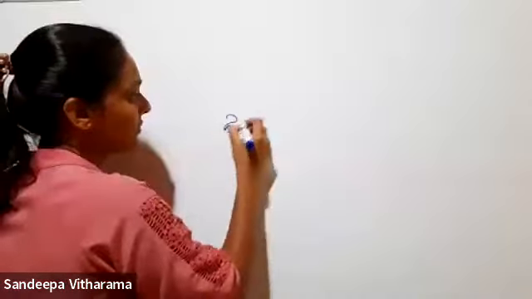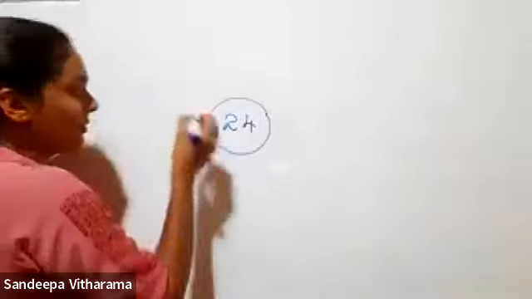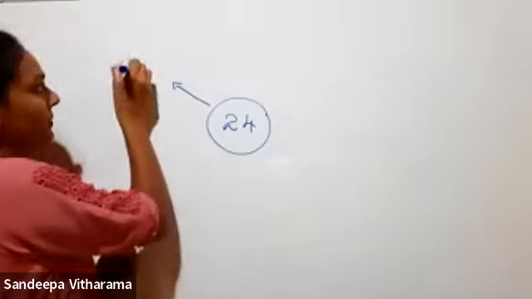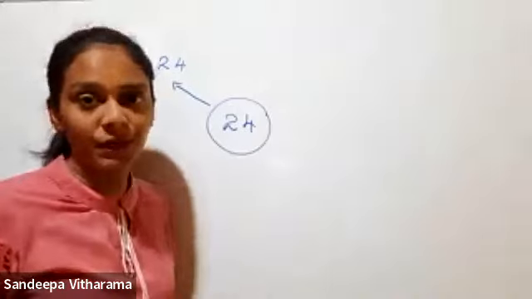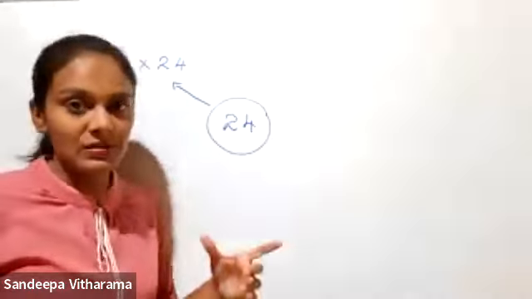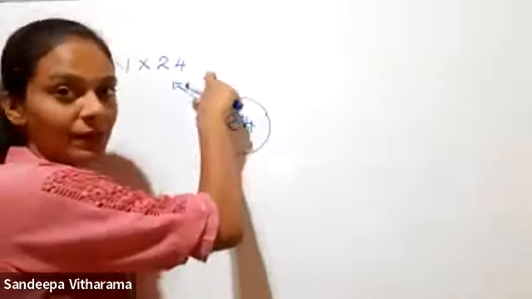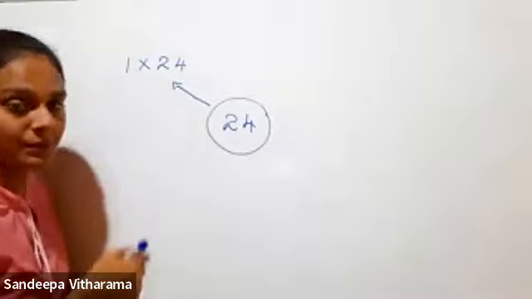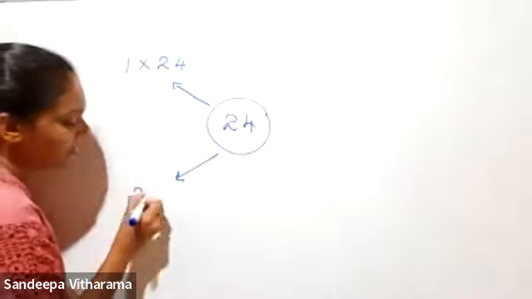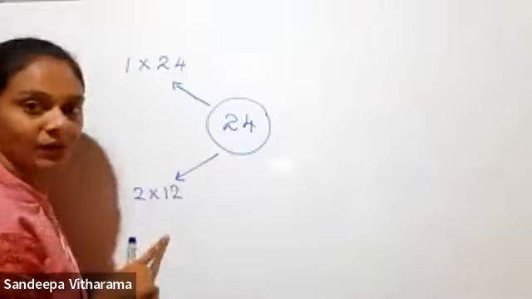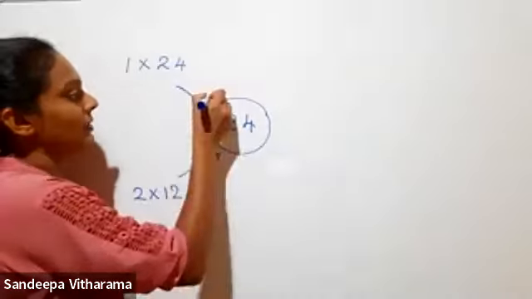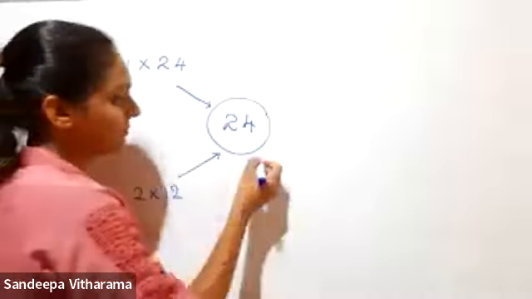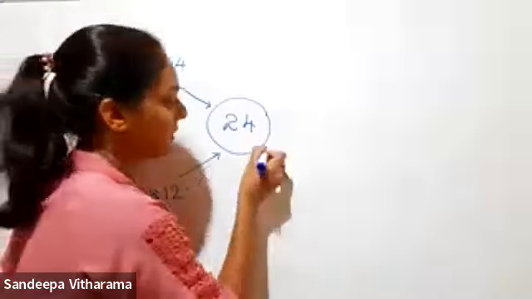Okay, then if you have to find the factors of 24, let's identify. We can write 24. 1 into 24: one times 24, we can obtain 24. That means 1 and 24 are factors of 24. And we can obtain 24 by 2 into 12. So 2 and 12 are factors of 24.